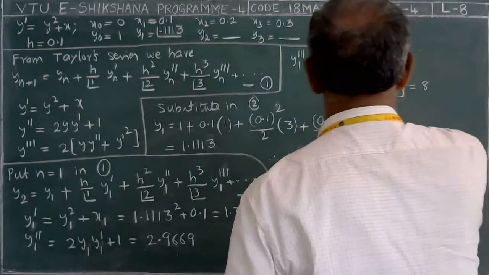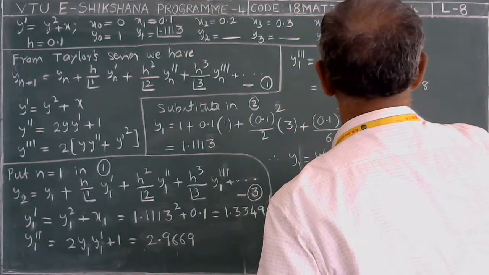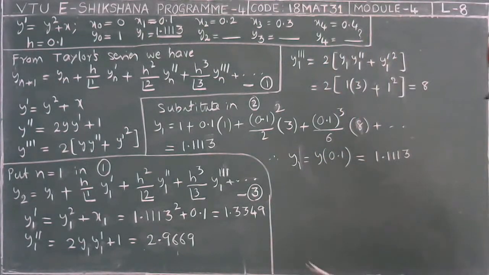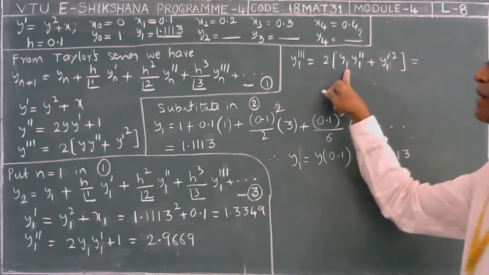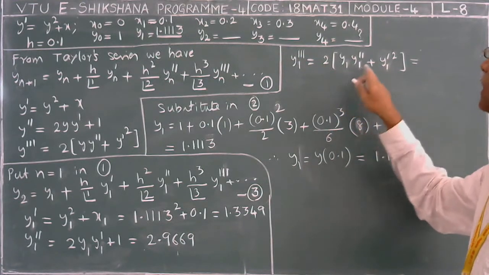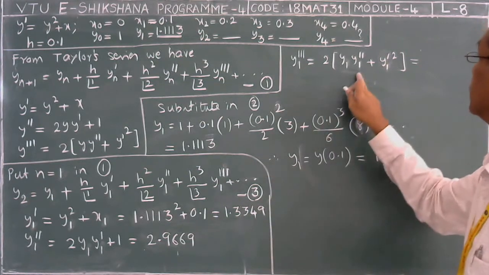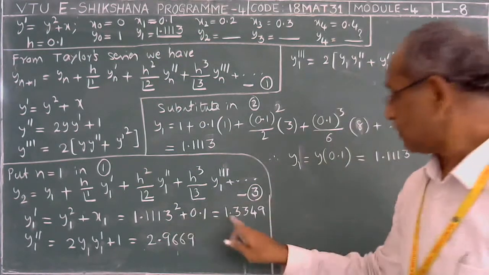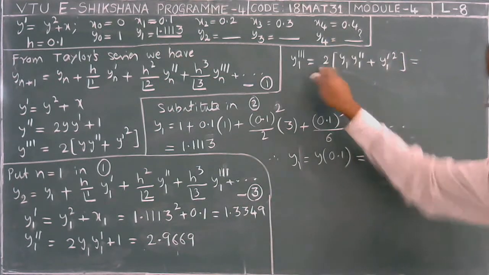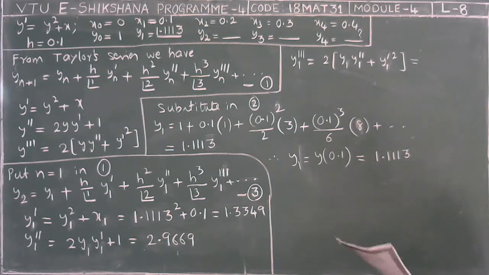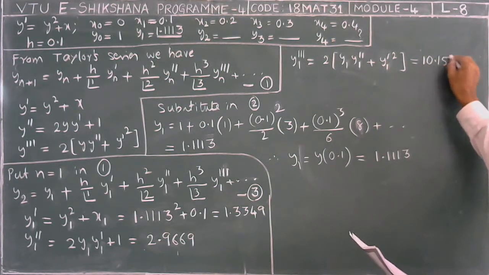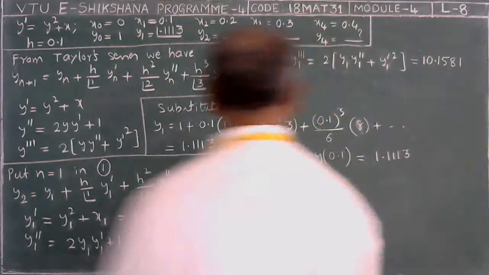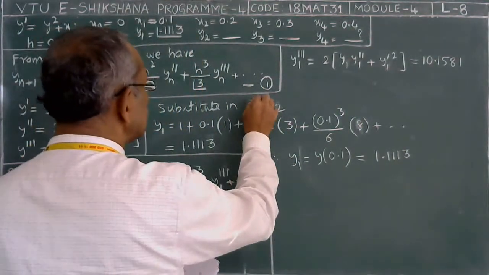So y1 triple dash is y1 double dash into y1 dash square into y1 dash square. So if you substitute the values for y1, 1.1113, y1 double dash 2.9669, plus y1 dash square, 1.3349 whole square multiplied by 2. If you carefully calculate, you get 10.1582. Okay, now let us substitute this in the equation 3.